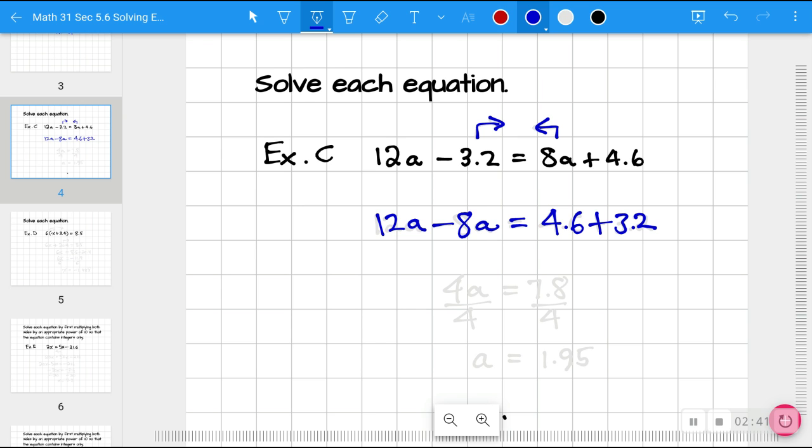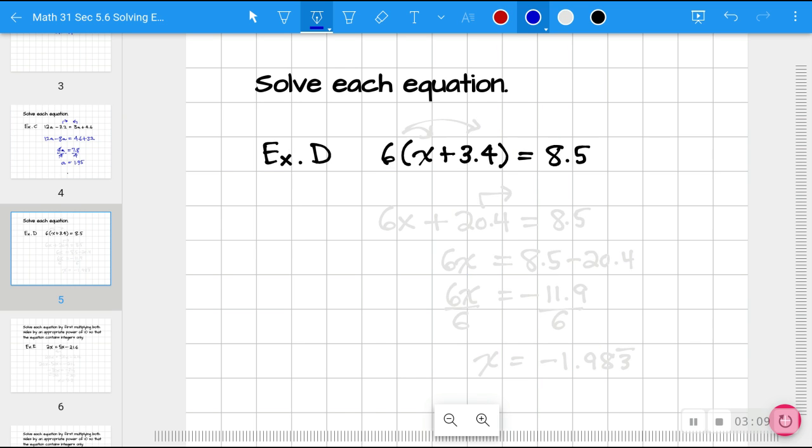So now I simplify the left side. 12a minus 8a is 4a. And simplify by adding on the other side. And then divide by 4 to finish the job here. These 4's cancel and you just get a, or 1 times a if you prefer. And then you have 1.95 is your final answer here. And again, your calculator will help you find these numerical values.